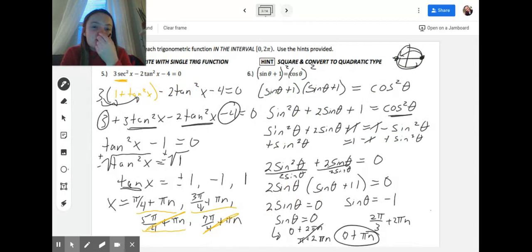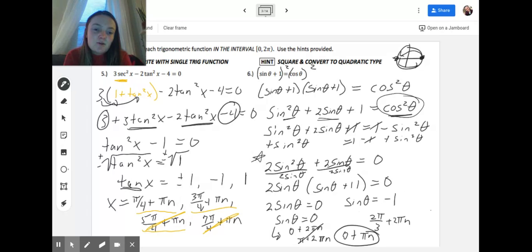All right, next one, number 6. First thing that I did, it gave me a hint. It said, hint, convert to quadratic type. So I went ahead and squared both sides. I did a little side note that if I said sine theta plus 1 squared, that does not equal sine squared theta plus 1 squared. What you need to do is you need to distribute the binomial. You need to use FOIL method to get a perfect squared trinomial, which is sine squared theta plus 2 sine theta plus 1. After that, I got everything in terms of one trig function. So instead of saying cosine squared theta, I wrote it as 1 minus sine squared theta, which is a Pythagorean identity. Went ahead and simplified and put all my signs on one side.